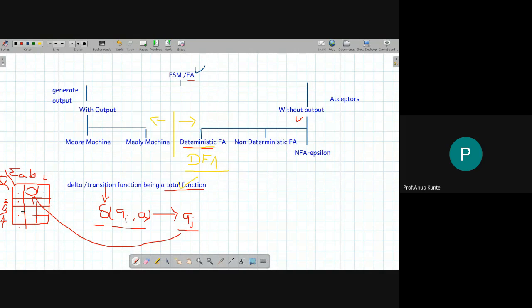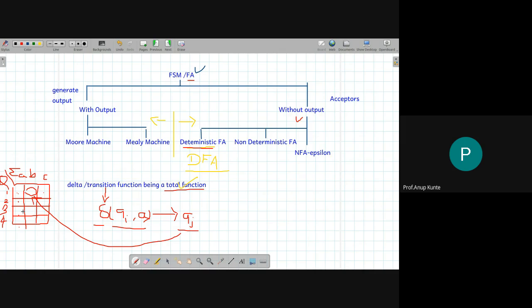Okay, so in terms of mechanically identifying whether a device is deterministic or not, you have to draw its transition table and check in the transition table whether every cell has exactly one state or not. Okay, so this is the way to identify whether a finite automata without output is a deterministic finite automata.